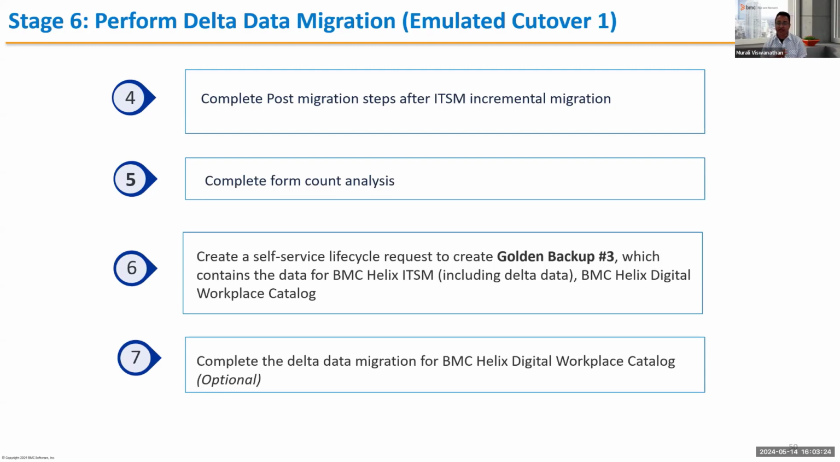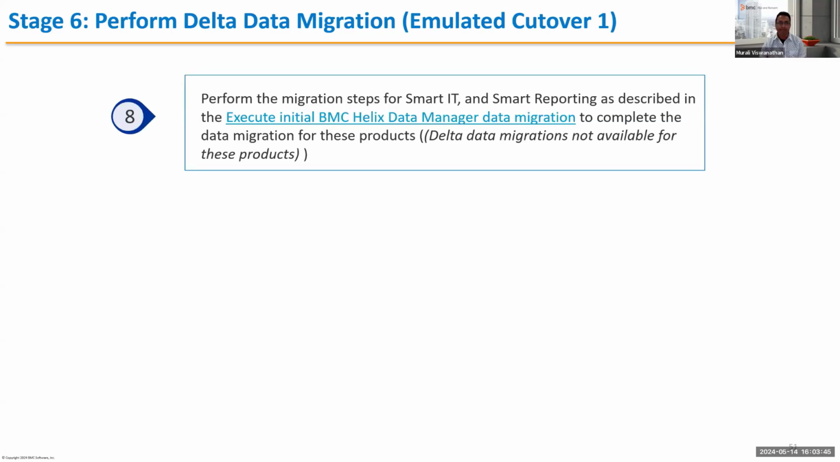The reason Visual Workplace Catalog is optional is mostly because you're only a week or 10 days off, so you may not have anything to be migrated again. But if your customer, or if you have created some catalog between stage 4 and stage 6, you can. But that's why it's optional. Mostly we have seen ITSM data, right? So again, smart reporting, these products don't have any delta migration. So you have to do a full migration if it's needed. So again, in this stage, it's optional because you just migrated all the data.